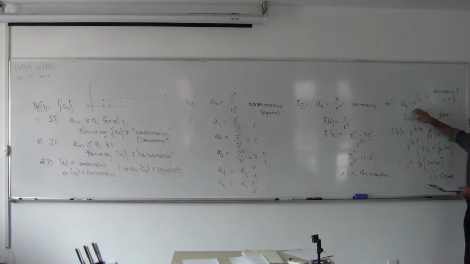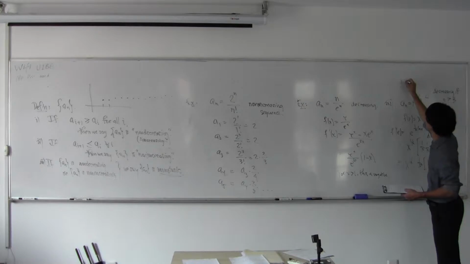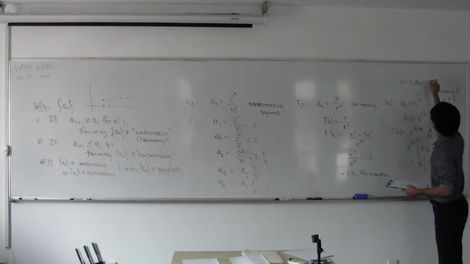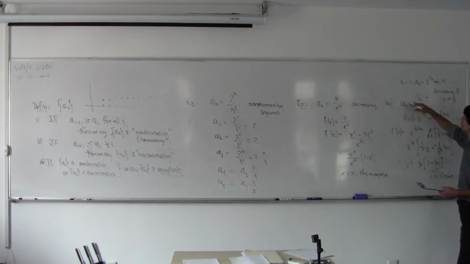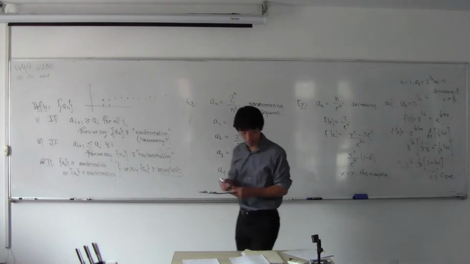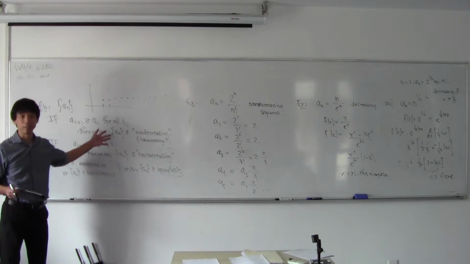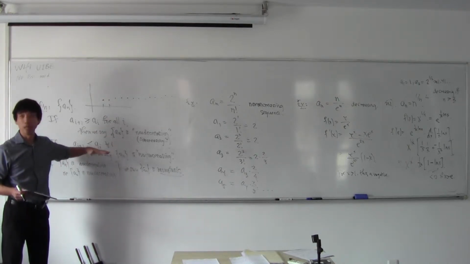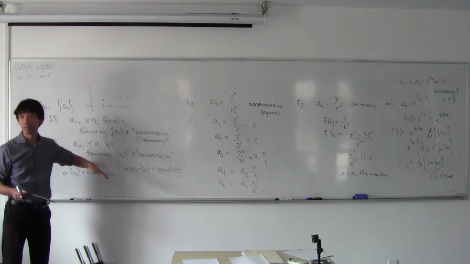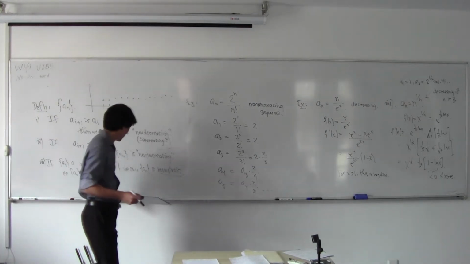And you see that at the beginning, it's not decreasing, right? Because a sub 1 is 1, a sub 2 is the square root of 2, which is around 1.441. So it actually increases at the beginning, but then after a while, it's a decreasing sequence. You have these things called non-increasing sequences, non-decreasing sequences. It's not that exciting, I guess.